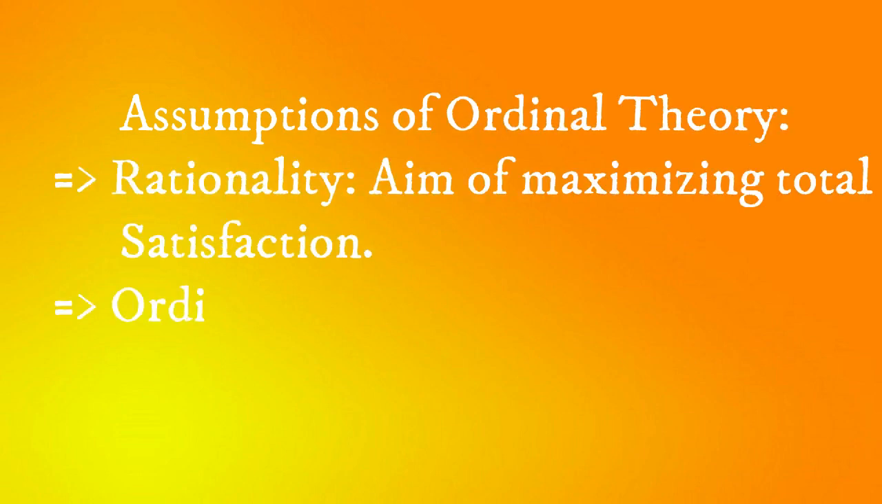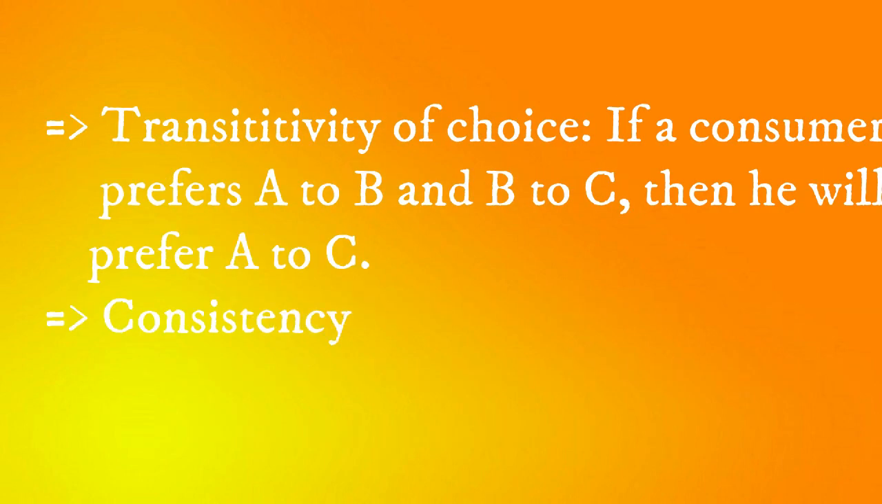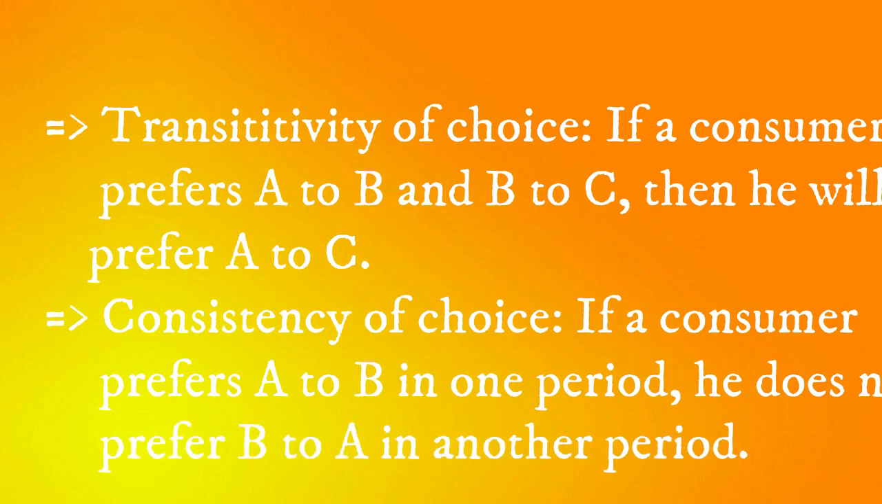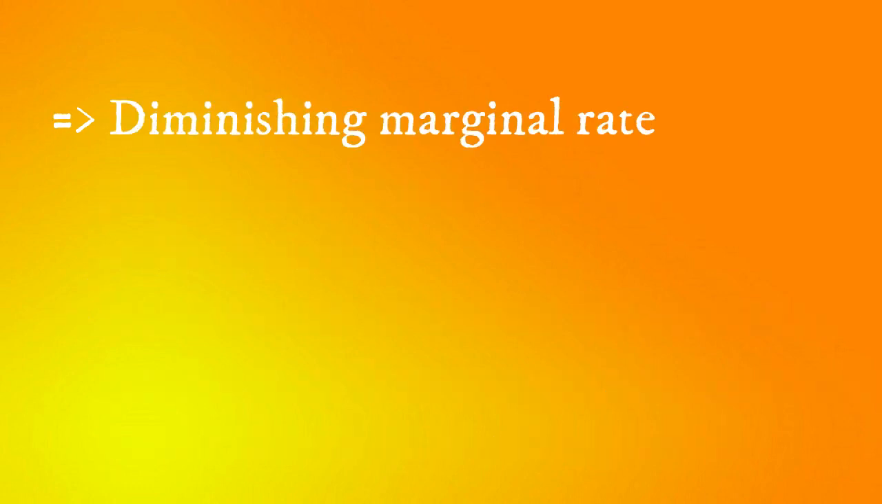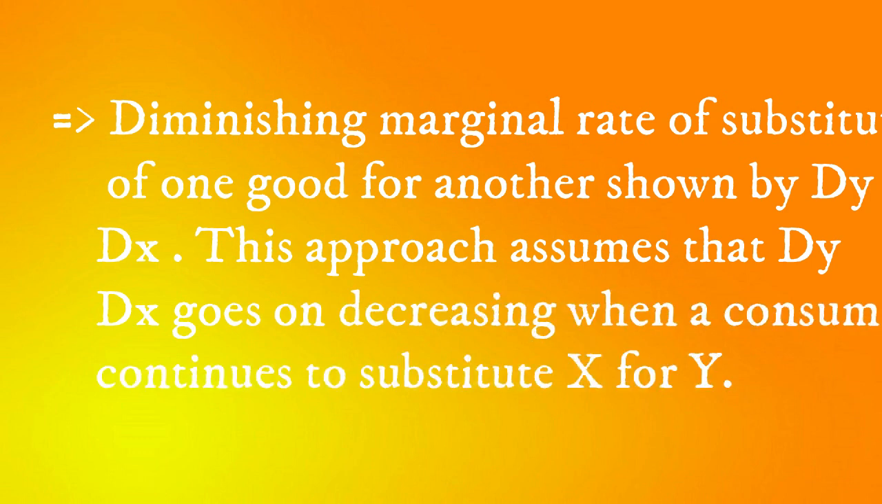Assumptions of ordinal theory. Rationality, with the aim of maximizing total satisfaction. Ordinal utility: the consumer is only able to express the order of his preference for different products. Transitivity of choice: if a consumer prefers A to B and B to C, then he will prefer A to C. Consistency of choice: if a consumer prefers A to B in one period, he does not prefer B to A in another period. Diminishing marginal rate of substitution of one good for another, shown by the dy/dx. This approach assumes that the dy/dx goes on decreasing when a consumer continues to substitute x for y.